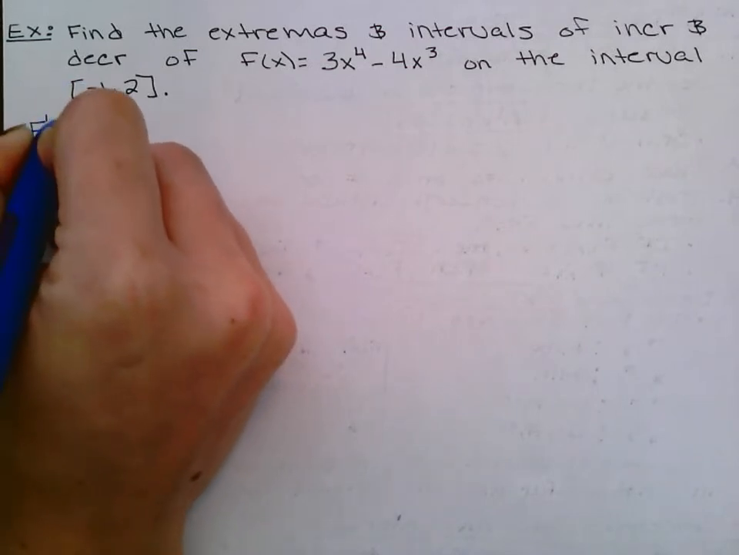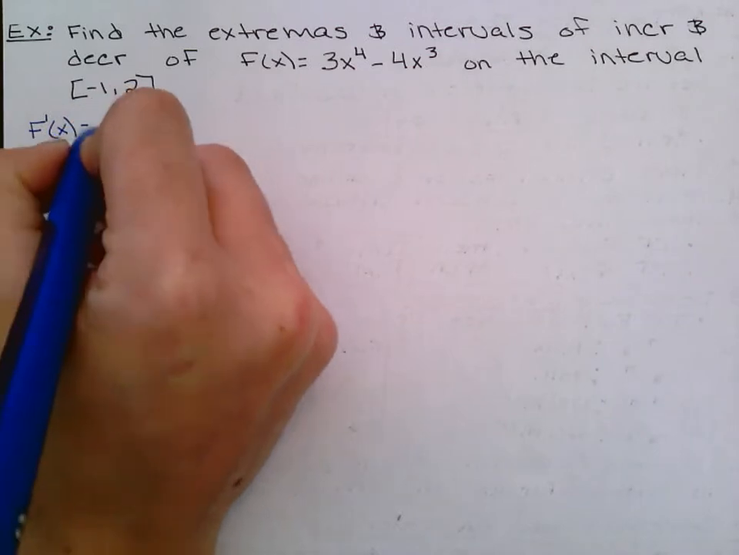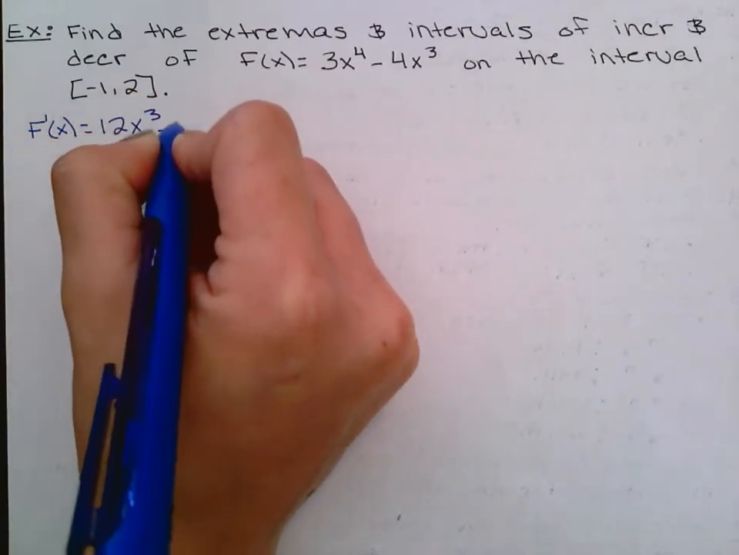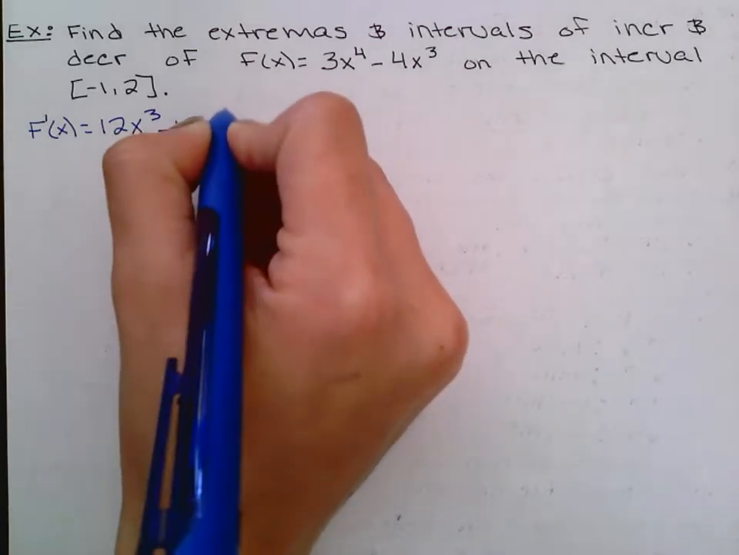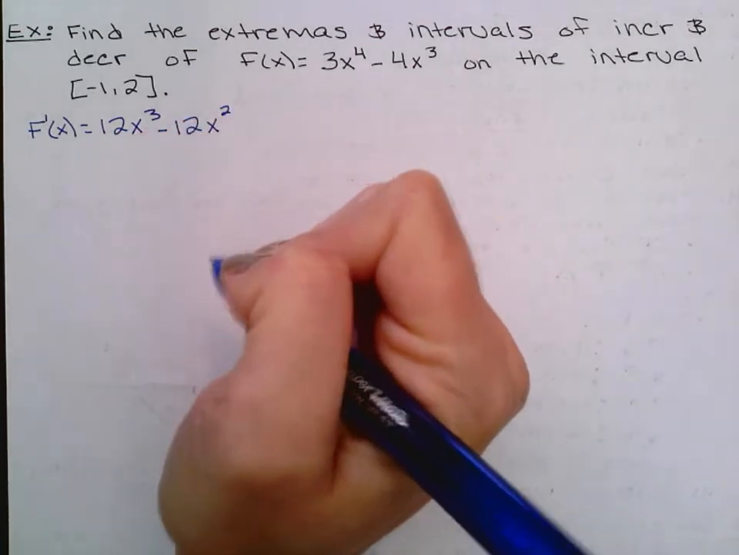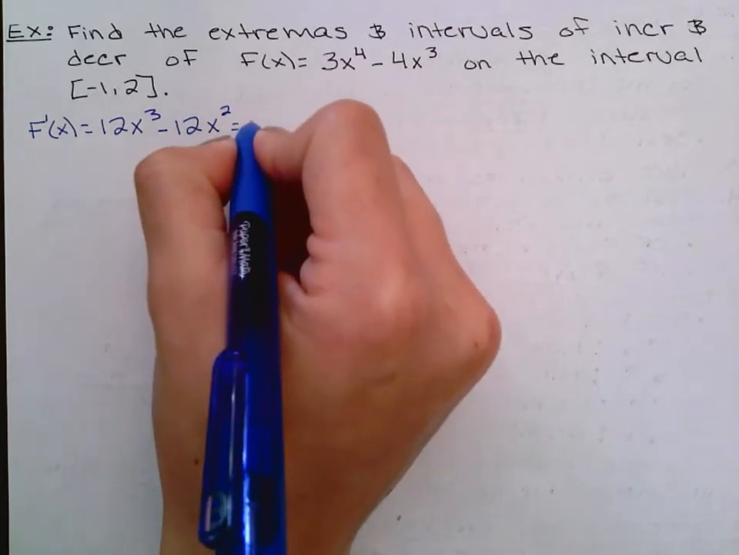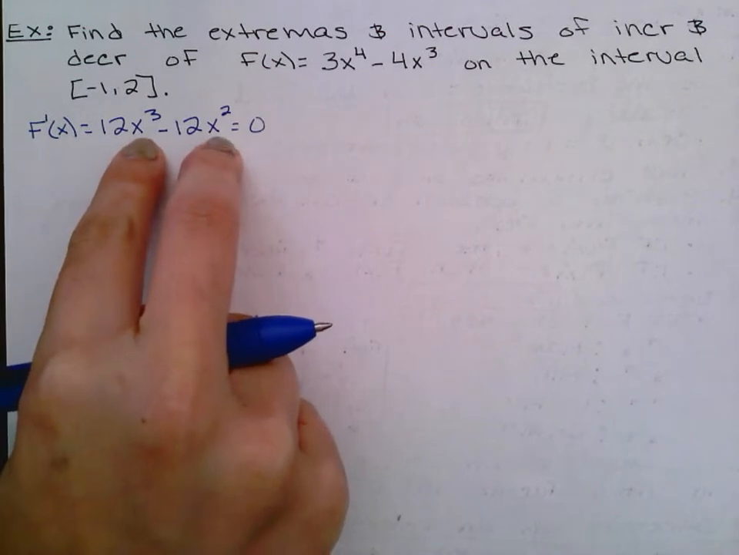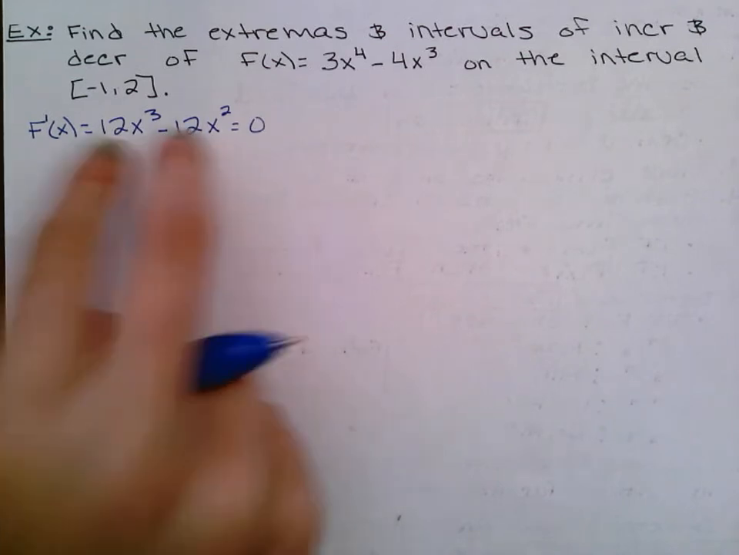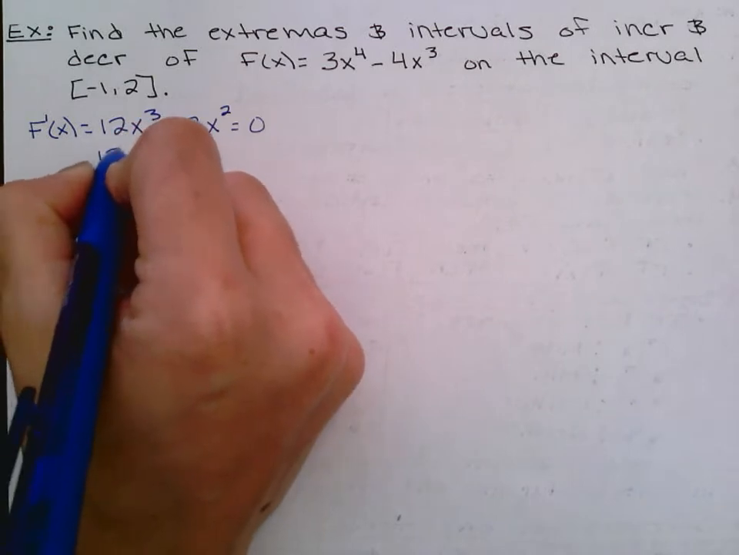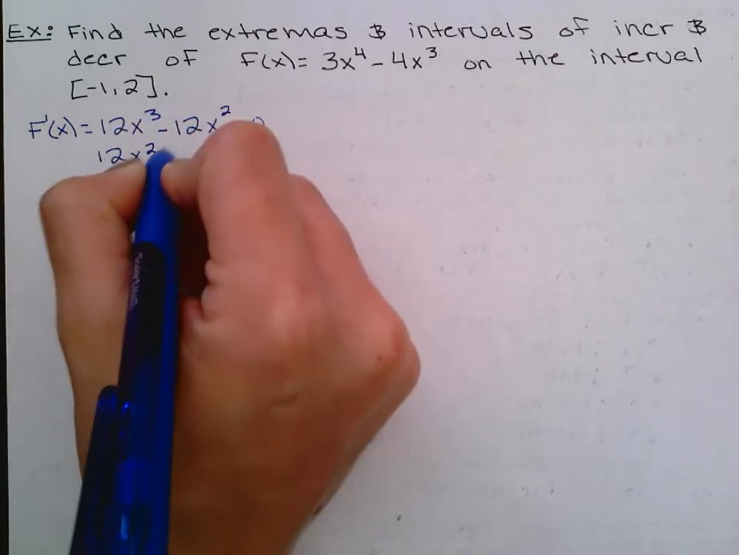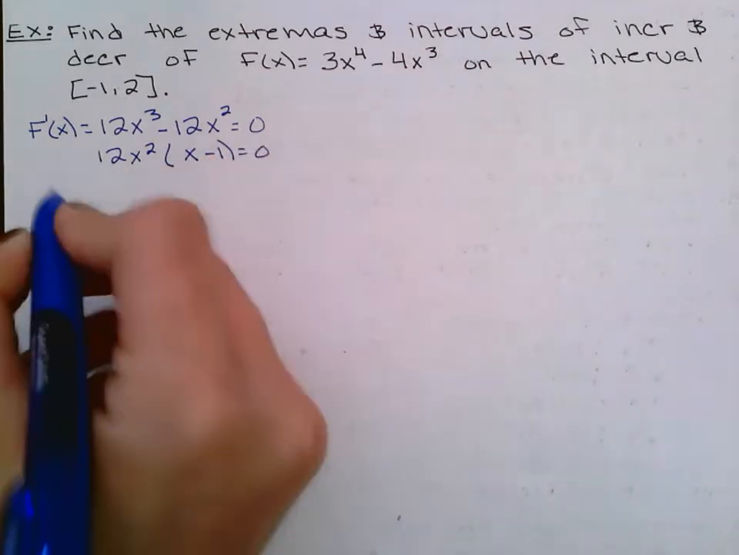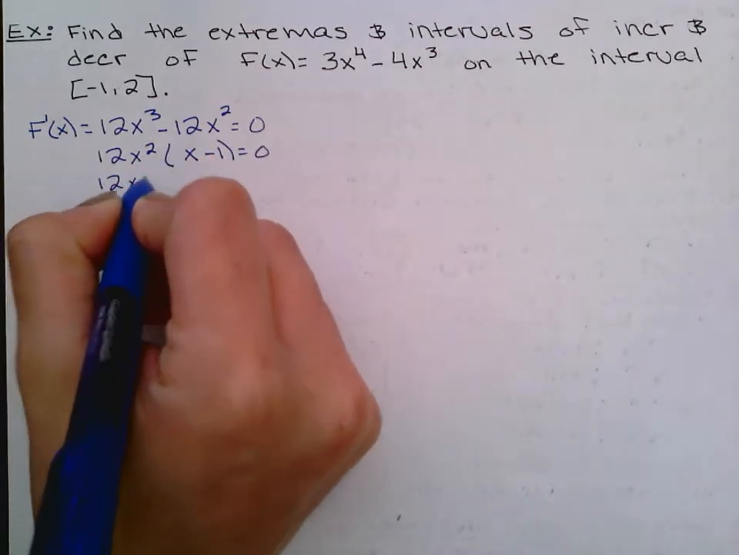So f prime of x here would equal 12x cubed minus 12x squared. And as always, the calculus was the easy part. Now we have to set this equal to 0. I see that they both have a 12 in common and they both have x's in common. So I could take out a 12 and up to 2 x's. So I'm going to say 12x squared times x minus 1 equals 0. I can set both equal to 0.